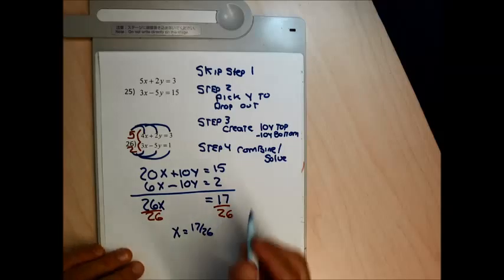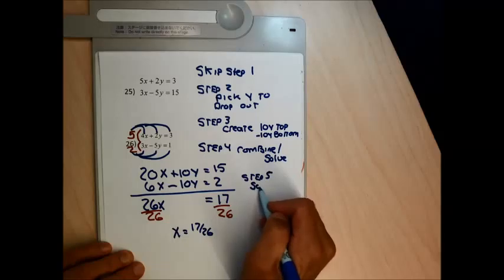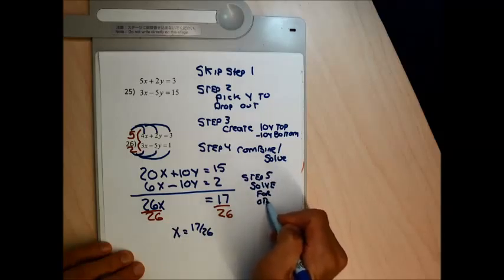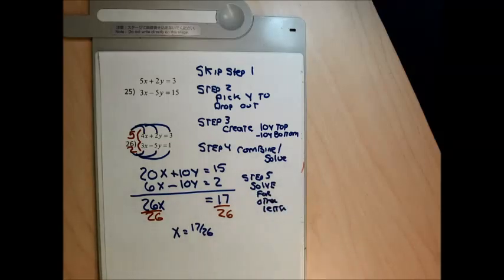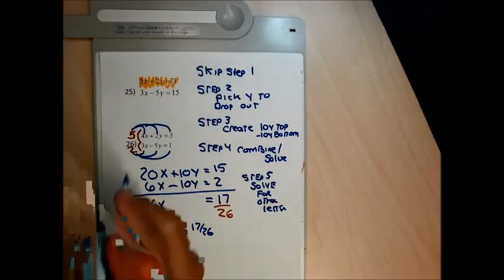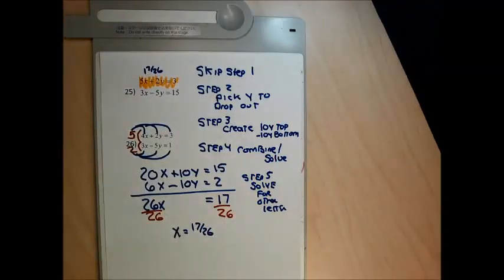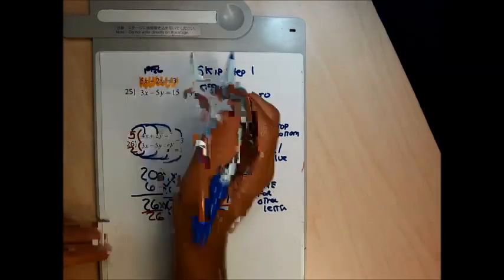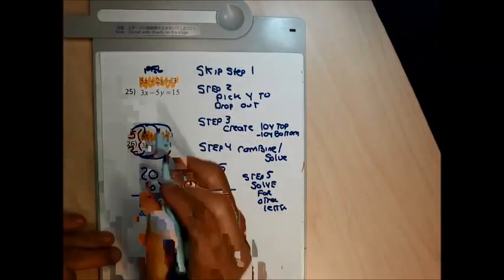Step 5, solve for the other letter. And I can use any equation. I should use one of the original ones because the numbers are smaller. And I like using ones with positives. So I'm going to use this top equation, and very specifically into this top equation, I'm going to plug 17 over 26 in for x. I shouldn't use that, that's not even my equation. That's not my problem. I would really mess up if I did that. I'm going to use this top equation and plug 17 over 26 in for x.